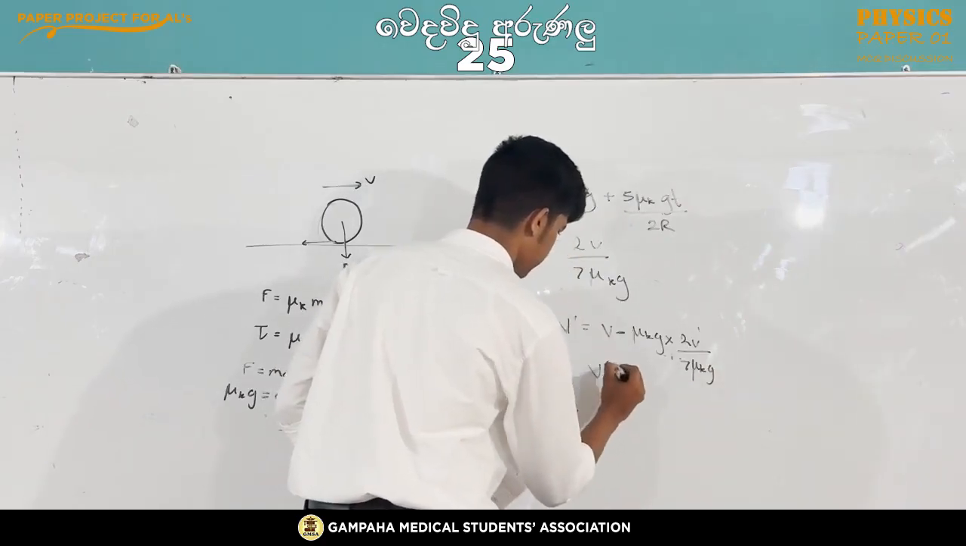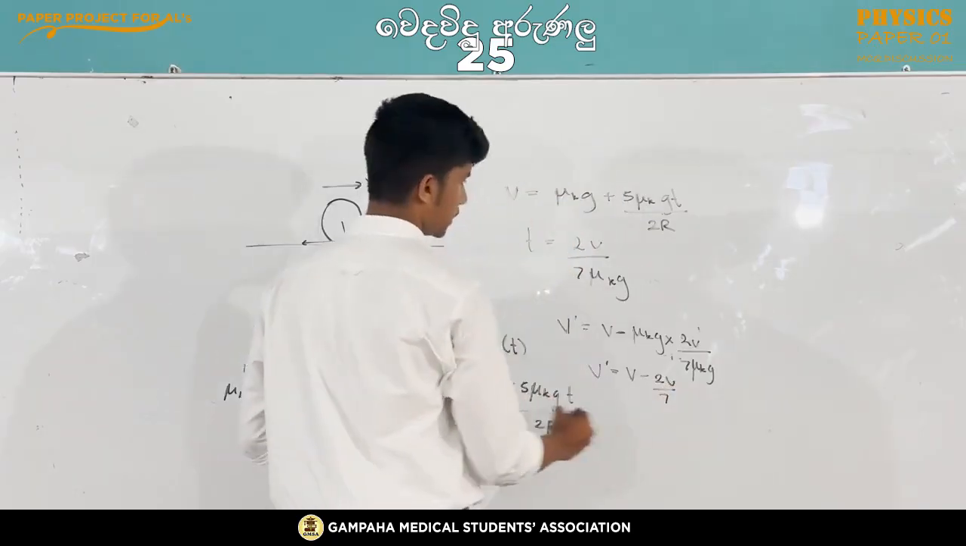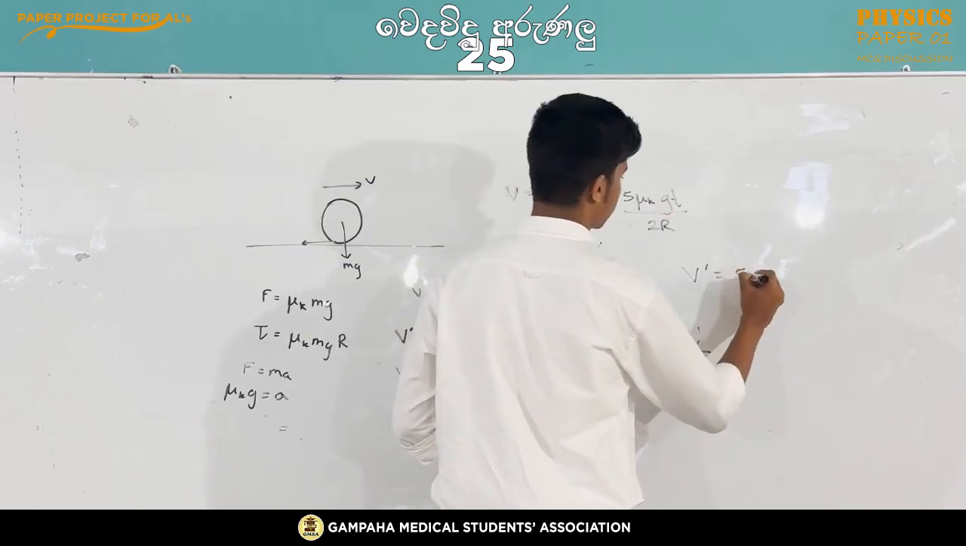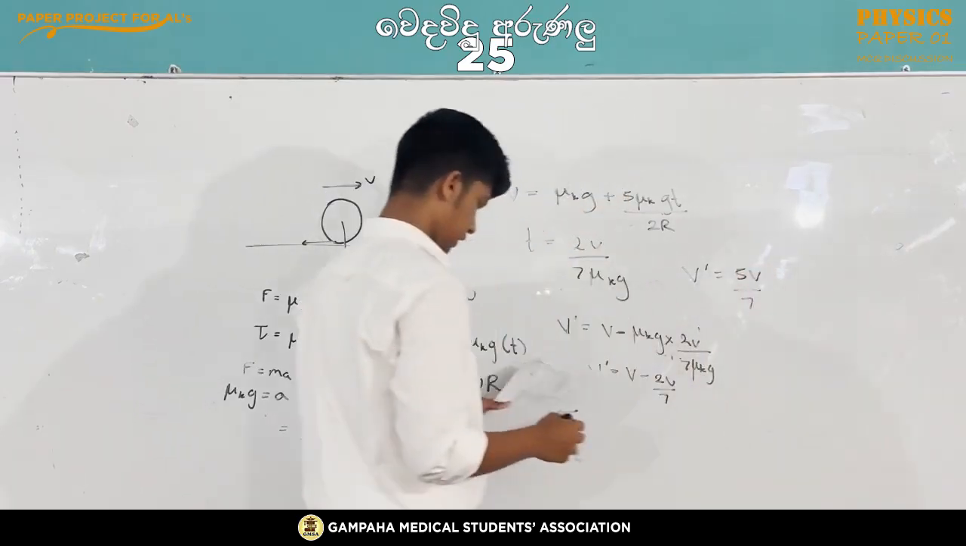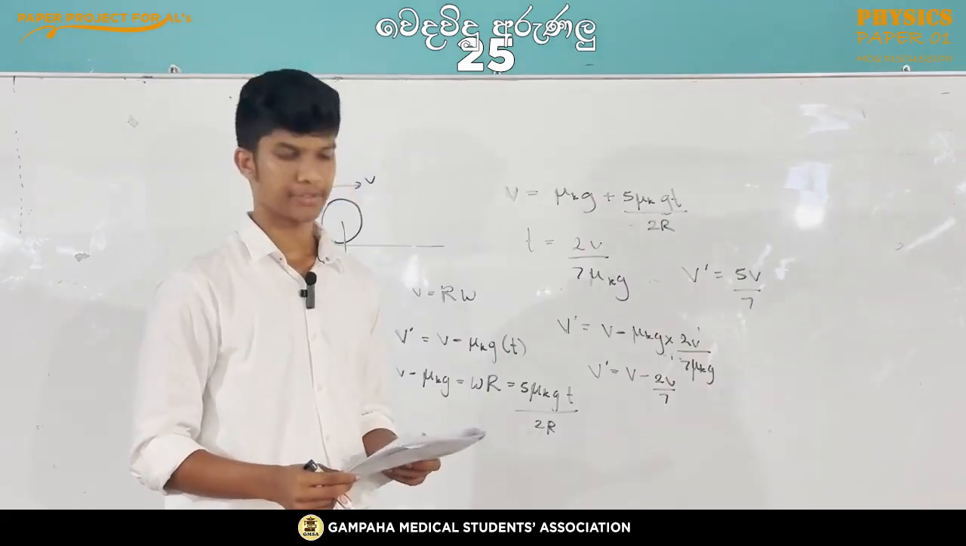So v dash is equal to v minus 2v over 7. So v dash will be equal to 5v over 7. So the answer is the fourth answer. And with that, this discussion comes to an end.